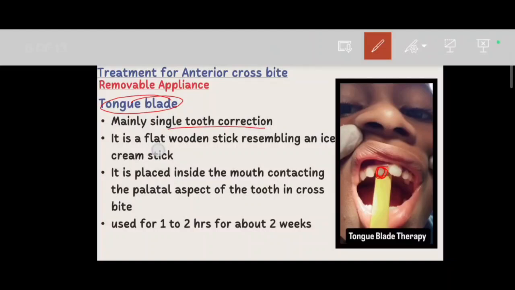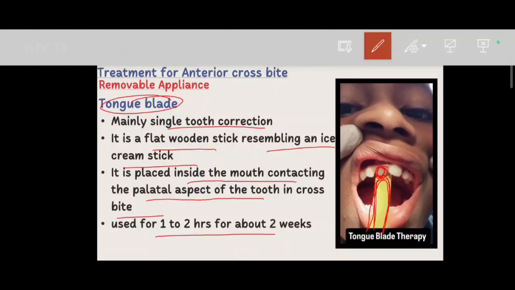It is a flat wooden stick resembling an ice cream stick. It is placed inside the mouth, contacting the palatal aspect of the tooth in crossbite, and used for 1 to 2 hours for about 2 weeks. In the image, the child is using the wooden tongue blade behind the upper tooth. This pressure pushes the tooth forward. Very simple and economical method.